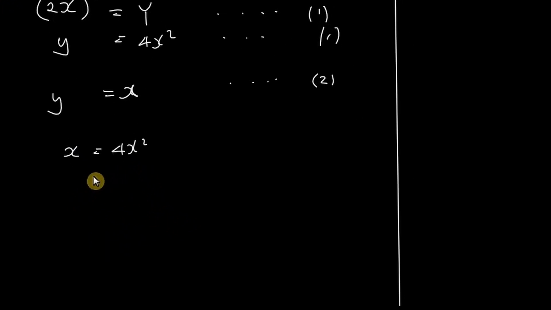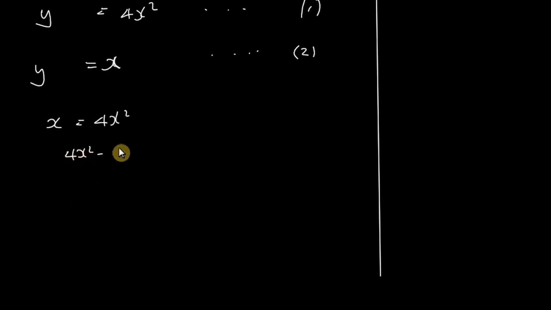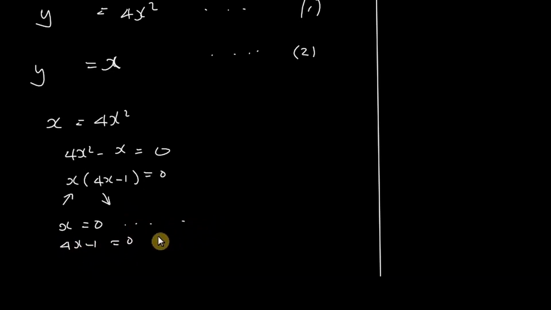So we will solve this equation. So this becomes 4x squared minus x is equal to 0. We take a factor of x and we have x times 4x minus 1 is equal to 0. So either x, the first factor, is equal to 0, or 4x minus 1 is equal to 0. So when x is equal to 0, we have our first value, and when 4x minus 1 is equal to 0, we have 4x is equal to 1. Therefore, x is equal to 1 over 4.